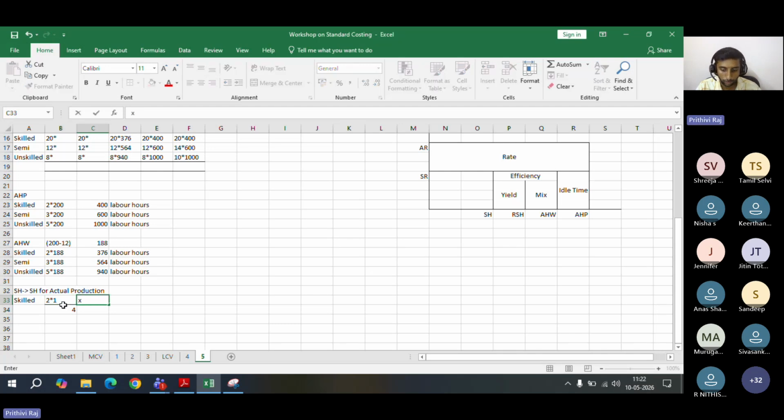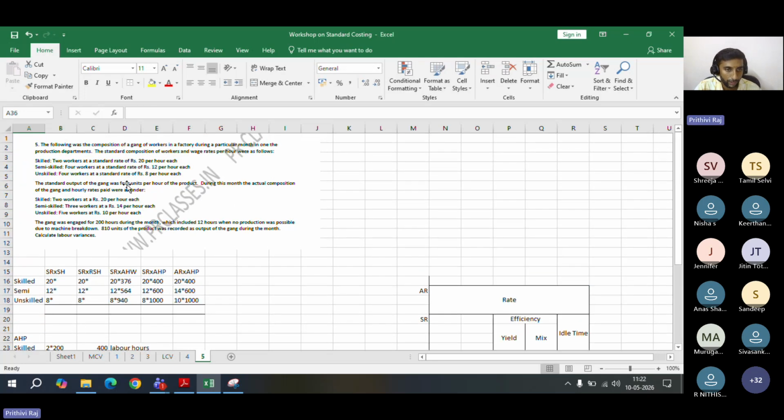So totally, how much is my output? 810. So 2 labor hours for 4 units, units get cancelled, you will get labor hours. So 2 divided by 4 into 810. So 405 labor hours. I'll explain again through unskilled labors.